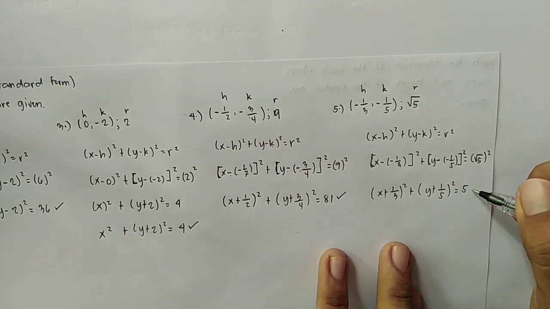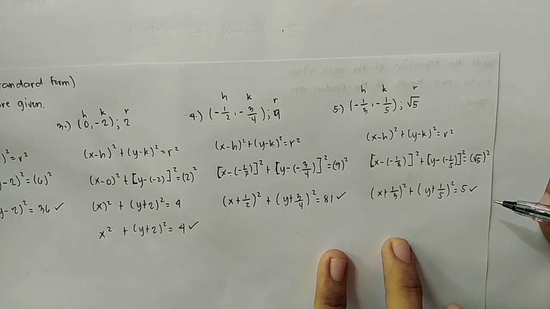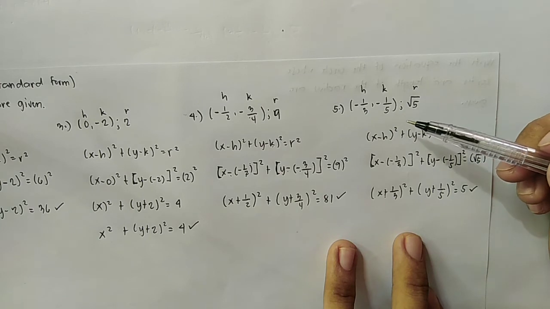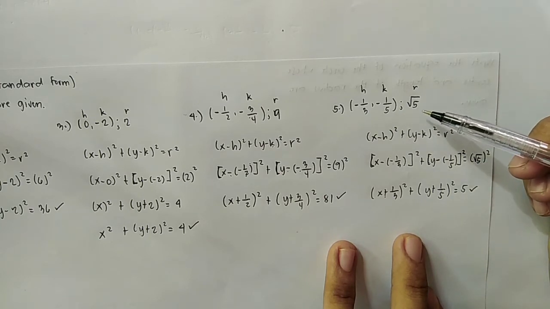Okay? So this is now the standard form of the equation of the circle whose center is at (negative 1/3, negative 1/5), and with the radius of square root of 5.